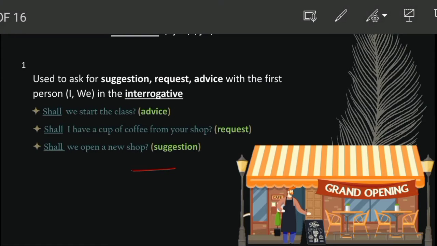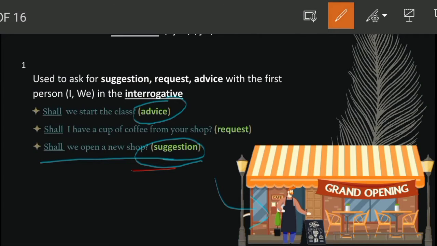That is this: Shall we open a new shop? Here you can see there is a shop. This is a suggestion. Shall we open a new shop? Here it means should we open a new shop or not? So it gives the idea of a suggestion. Suggestion and advice seem to be similar, but they are not fully similar. I will discuss what the difference is and how we can use them in different sentences. Let's see another example.